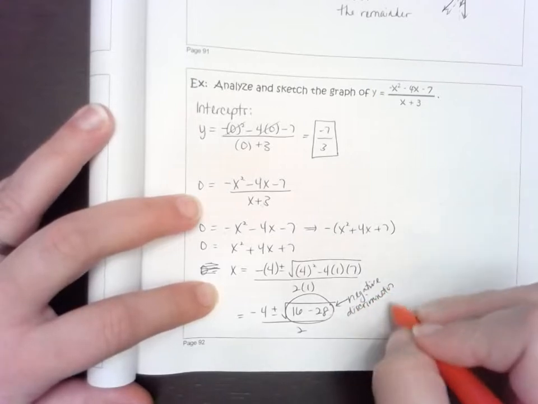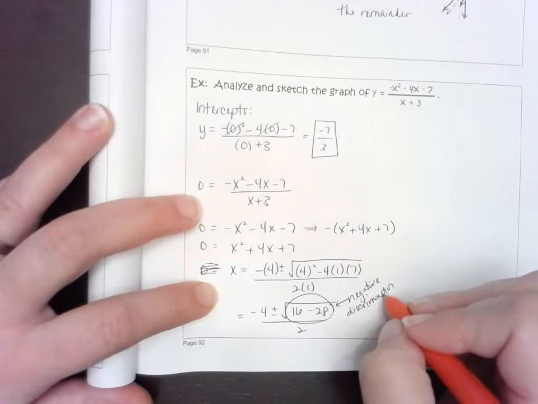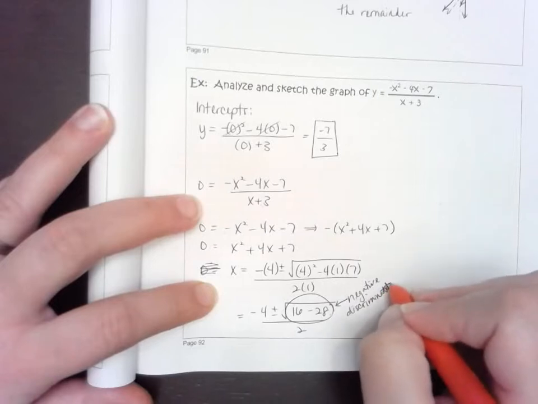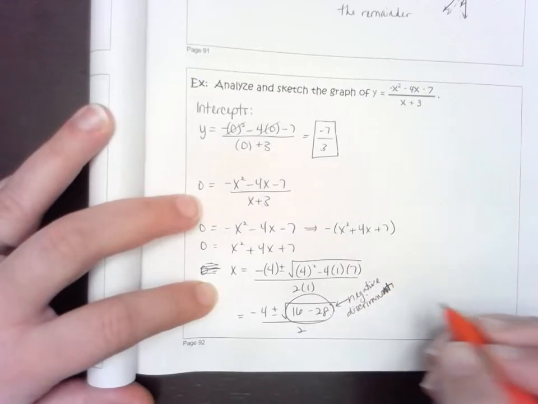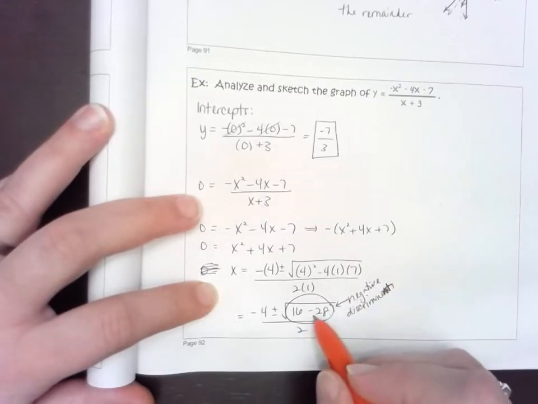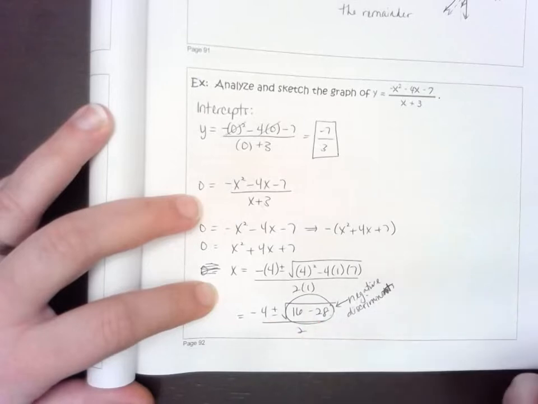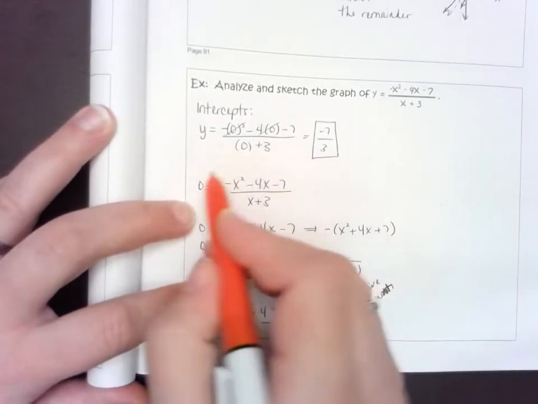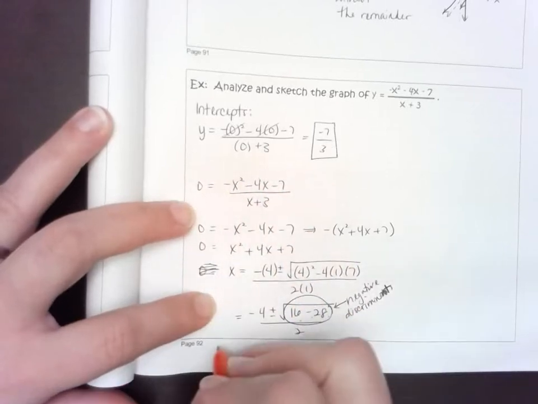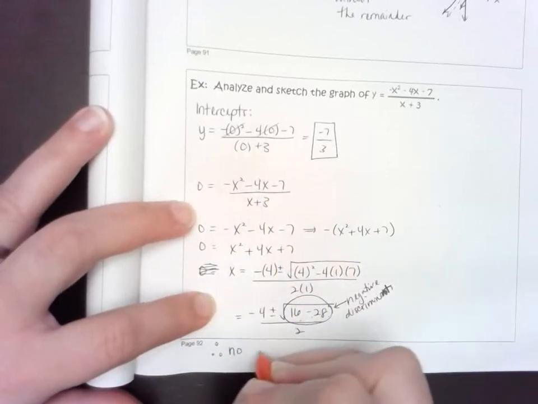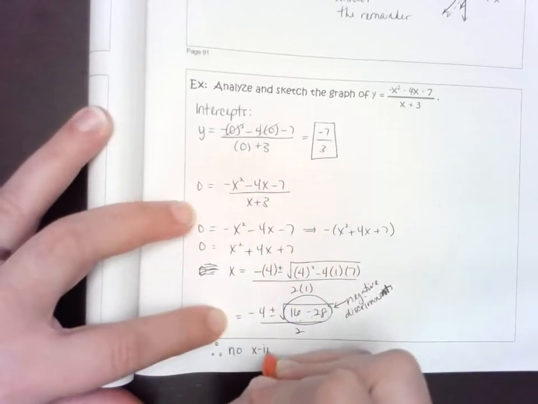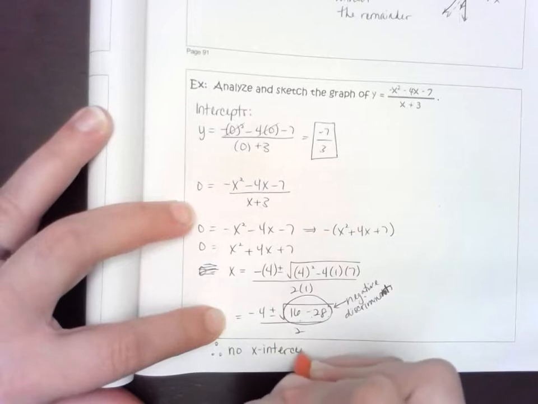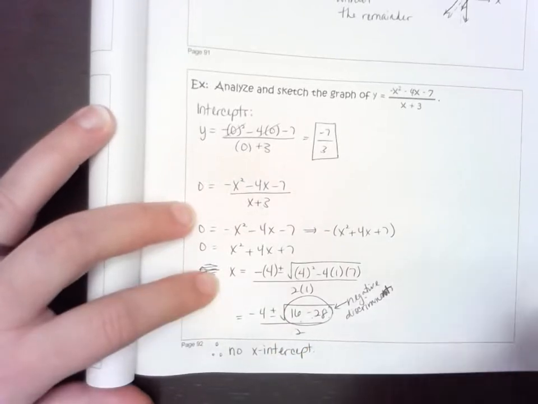Whoops, not discriminator. What? Discriminant. That's what happens when I try to multitask. Because that's going to be negative, I can stop at negative 12 because we only work with real numbers here. So if this does not work out, then what I can conclude is that there is no x-intercept. In other words, there's no roots. Okay?